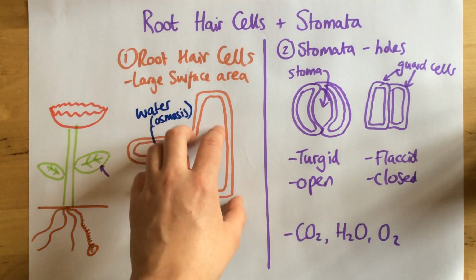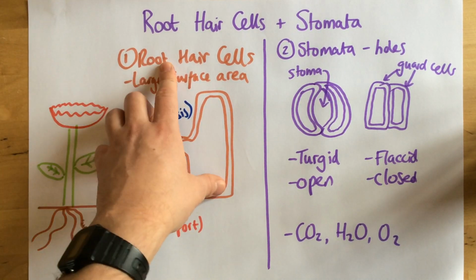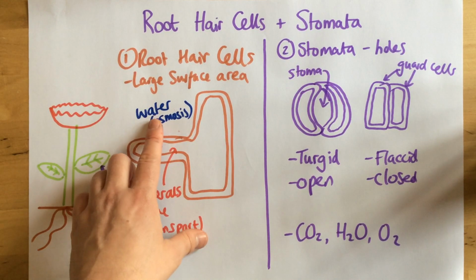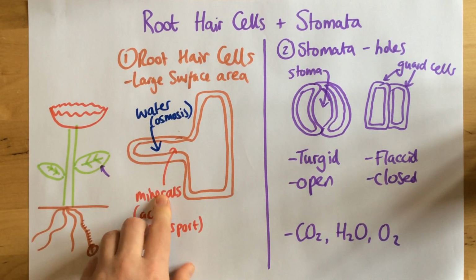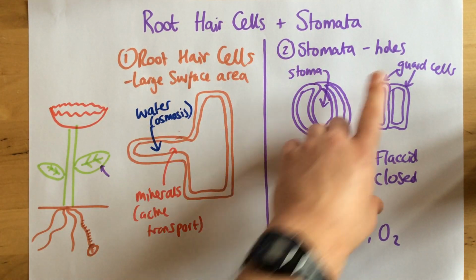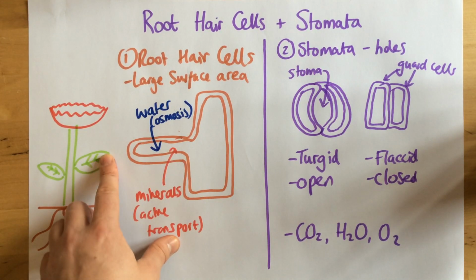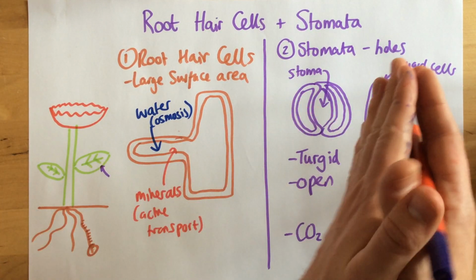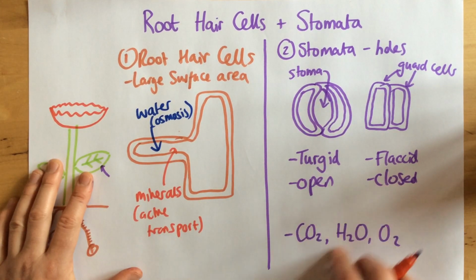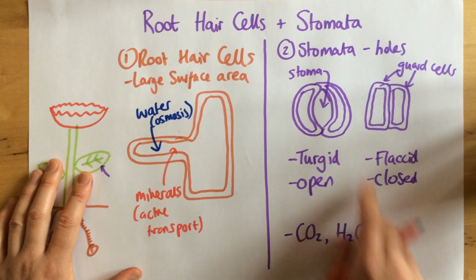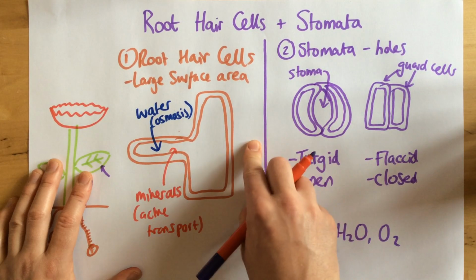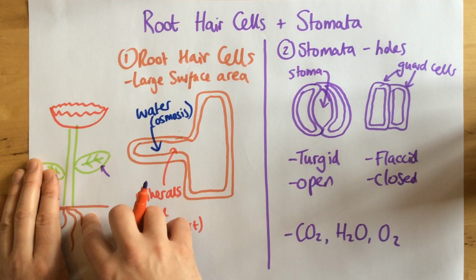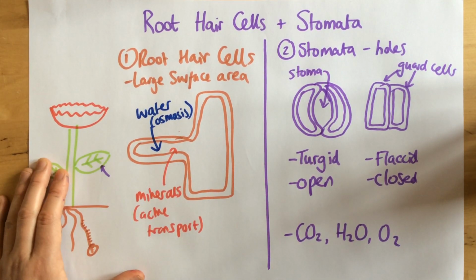So those are just two different features. Root hair cells, they have a large surface area that are involved in absorbing water and minerals, and stomata, which are little holes in the bottom of the leaf that open when they're turgid, close when they're flaccid, and allow these substances out. Stomata allow water vapour out during transpiration, which then leads for the rest of the water to be drawn up through. Thank you.